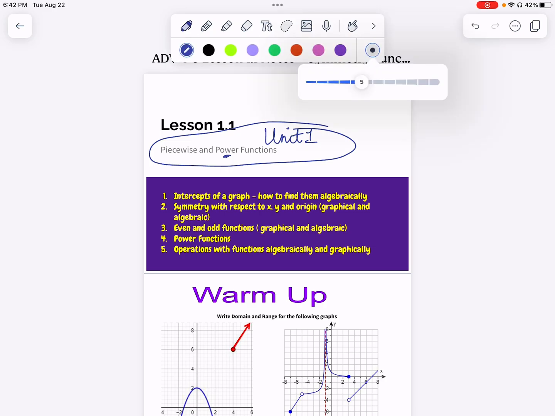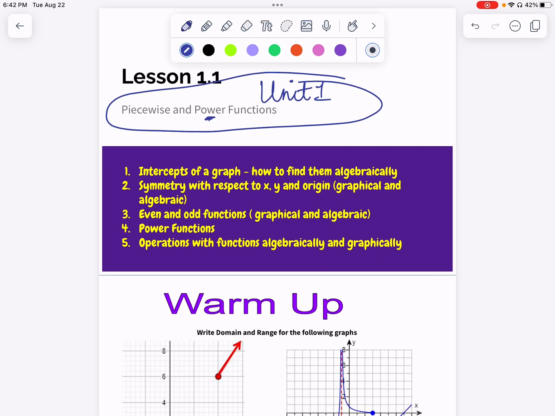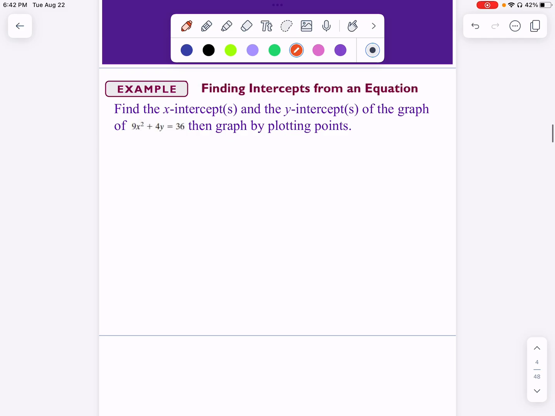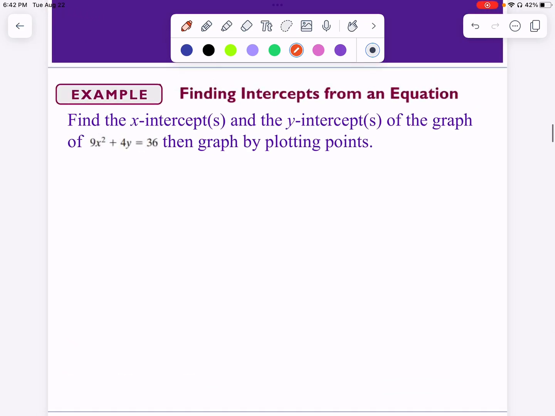I'll keep switching the colors, so just bear with me. Five topics covered today are going to be intercepts, symmetry, even odd, power functions, and operations. Now, intercepts. You've done intercepts for a very long time. Intercepts basically are x and y intercepts together for two intercepts.